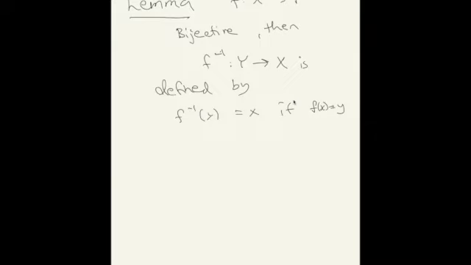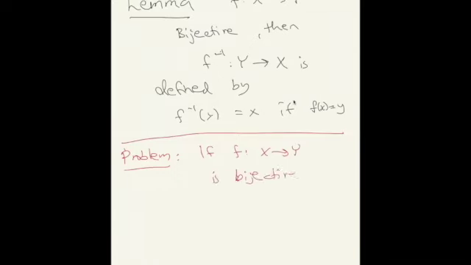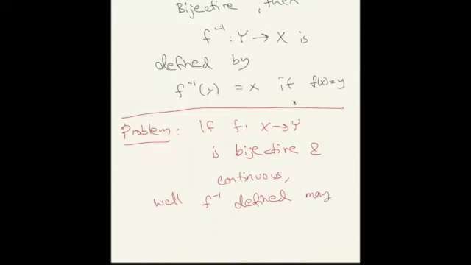Now, the problem that we have to discuss is that if f from X to Y is continuous, even if it's bijective and continuous, f inverse is defined, but it may fail to be continuous.